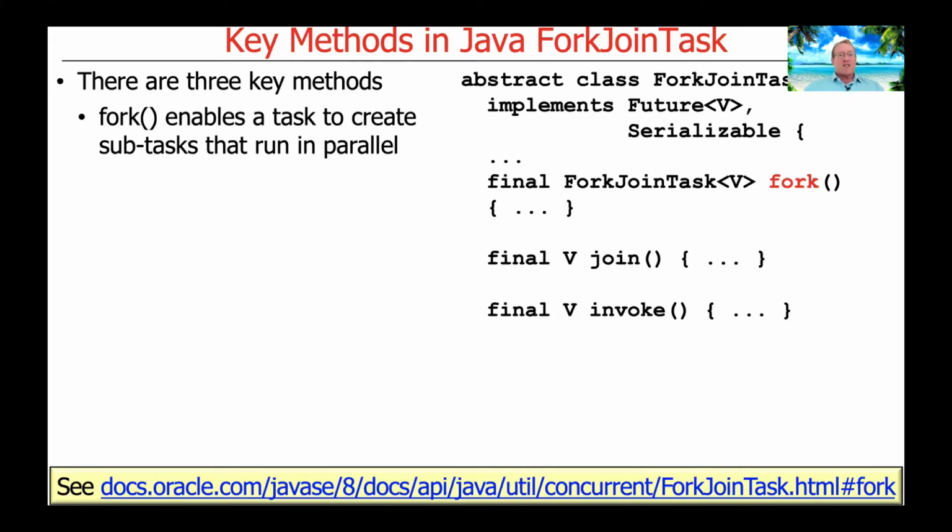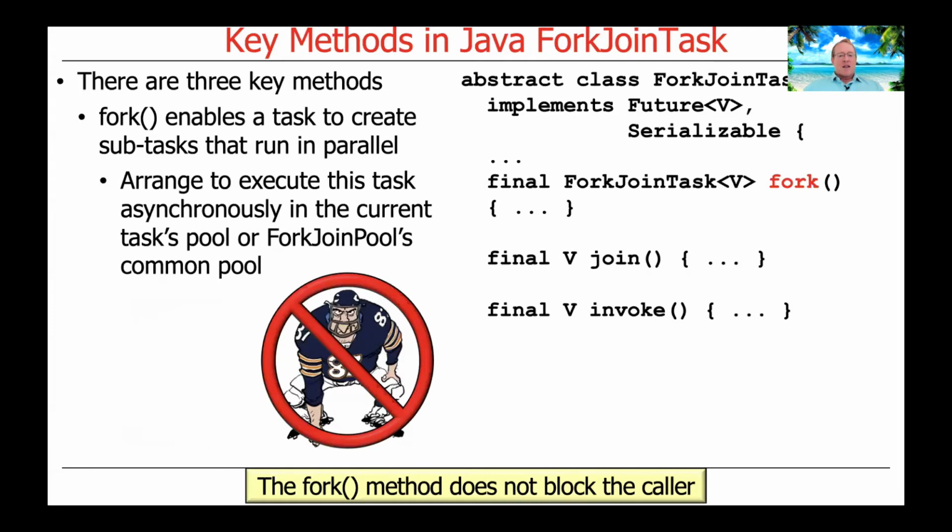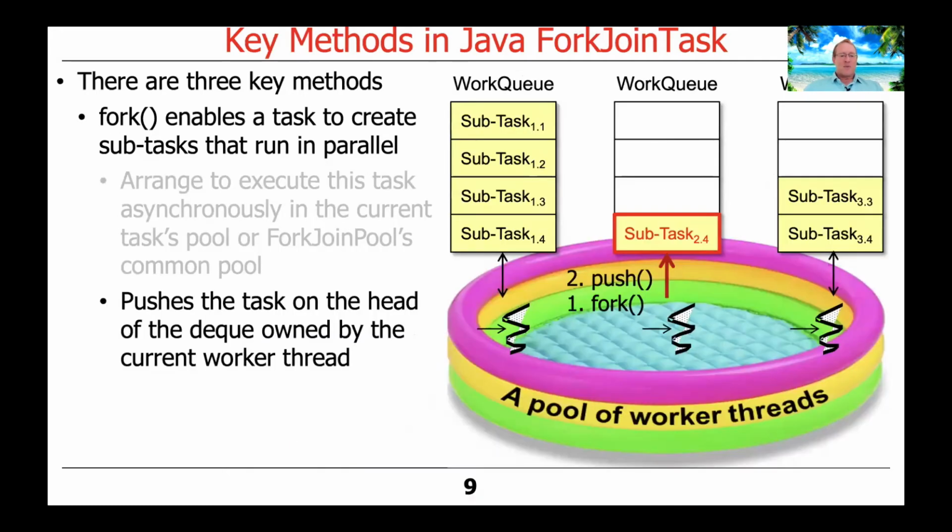So fork enables a task to create subtasks that will run in parallel, and it does this by essentially taking the ForkJoinTask and enqueuing it into the deque for the calling thread and the thread pool that it is associated with, which is either going to be the common ForkJoinPool or some custom pool that was created by the user. The fork method doesn't block the caller. All fork does is it just plops the ForkJoinTask onto this deque and then returns right away. And then, as we'll see, that ForkJoinTask is executed in some clever way henceforth.